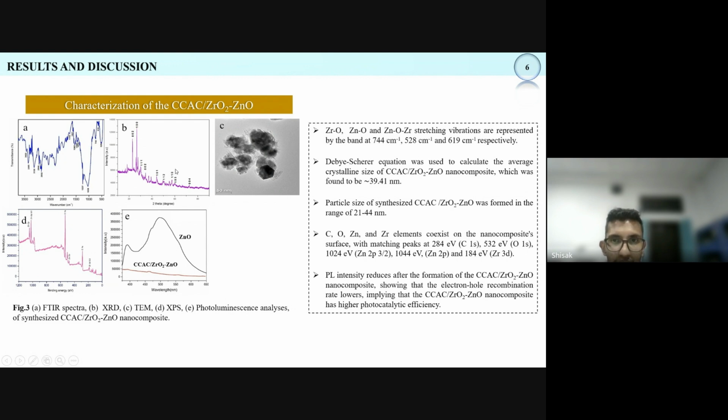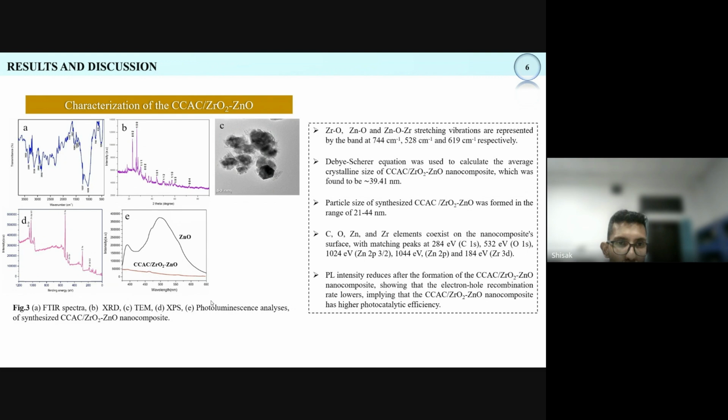Also, with the XRD, we were able to calculate the average crystallite size using the Debye-Scherrer equation. Also, with the help of the TEM, we were able to calculate the particle size of the material, which was in the range of 21 to 44 nanometers. And with the help of the XPS, we were able to confirm the presence of elements such as carbon, oxygen, zinc, and zirconium.